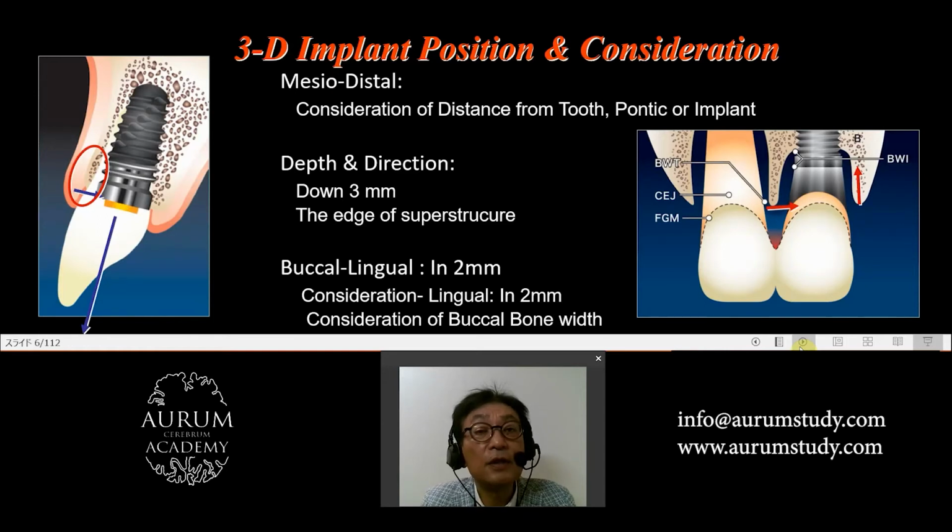In depth, the implant should be placed 3 mm below the superstructure. In direction, it is better that the implant axis is not on the edge of the superstructure for screw retaining. In the buccal side, the implant should be placed 2 mm inside the superstructure. Furthermore, we should consider further to preserve the original level of buccal tissue volume.